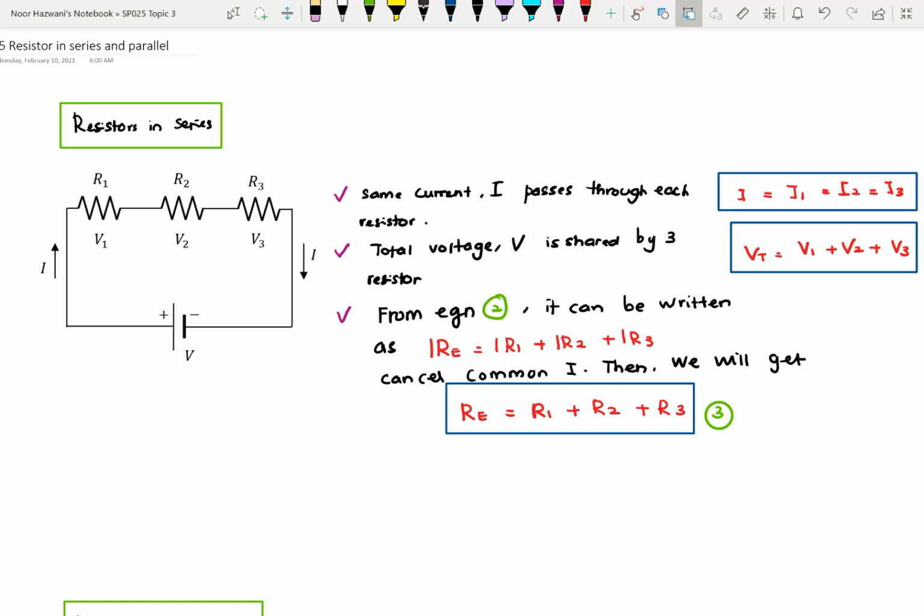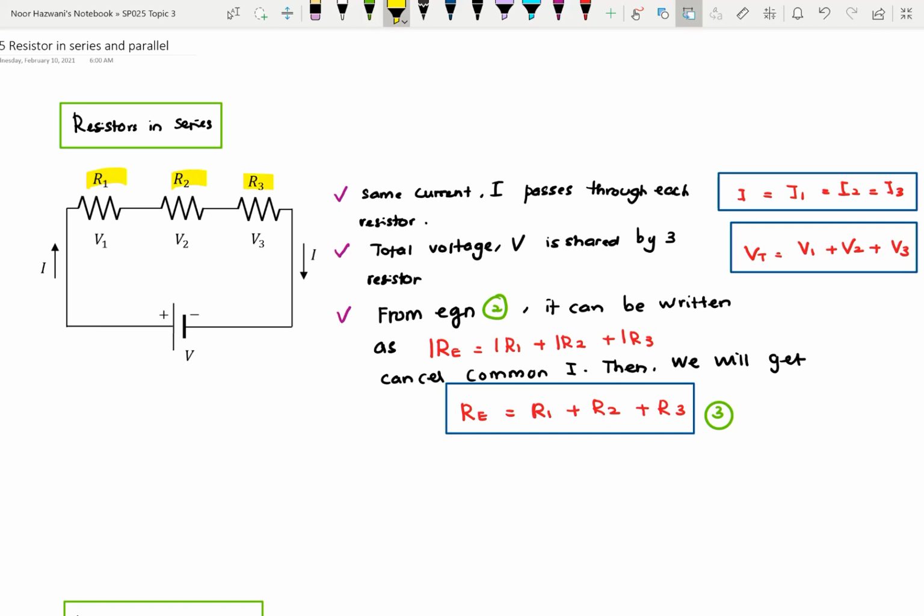Hi semua. So in this video we are going to discuss the concept of resistor in series and parallel. Okay, let's start with the resistor in series. Okay, so dalam figure ini kita nampak R1, R2 dan R3 are connected in series.